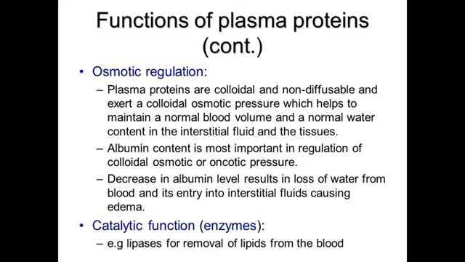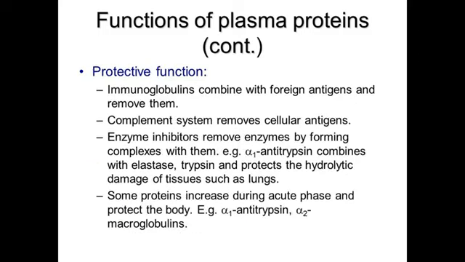Next is the catalytic functions. For example, lipase is for removal of lipids from the blood. Immunoglobulins combine with foreign antigens and remove them. The complement system removes cellular antigens. Enzyme inhibitors remove enzymes by forming complexes with them. For example, alpha-1 antitrypsin combines with elastase and trypsin and protects tissues such as the lungs from hydrolytic damage. Some proteins increase during the acute phase and protect the body, for example, alpha-1 antitrypsin and alpha-2 macroglobulins.